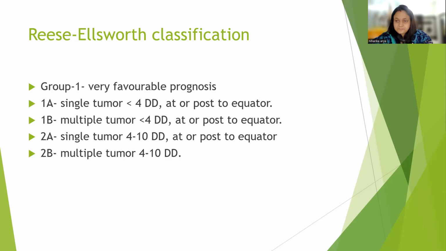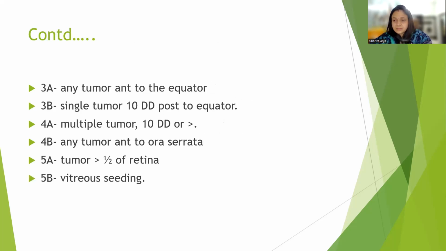Now 2A is a single tumor of 4 to 10 disc diameter at or posterior to the equator, and 2B is multiple tumors of 4 to 10 disc diameter. In 3A, there is any tumor that is anterior to the equator. 3B is a single tumor of more than 10 disc diameter posterior to the equator. In 4A, there are multiple tumors of more than 10 disc diameter.